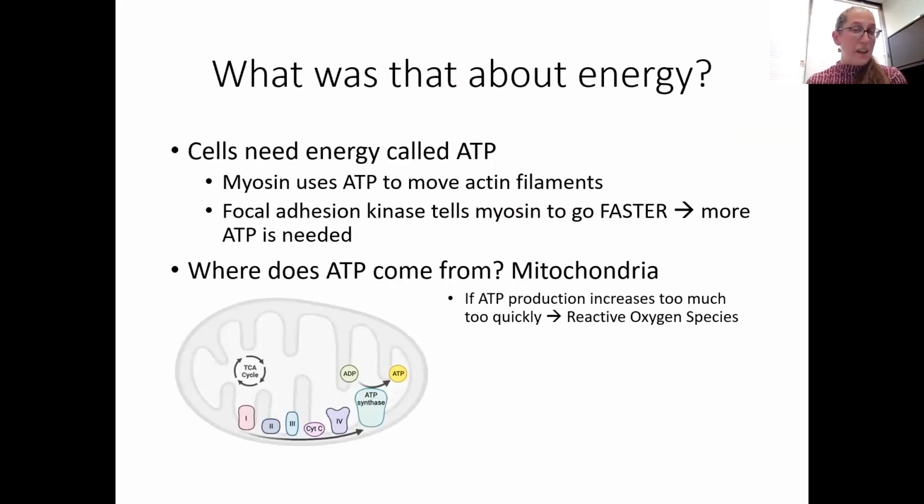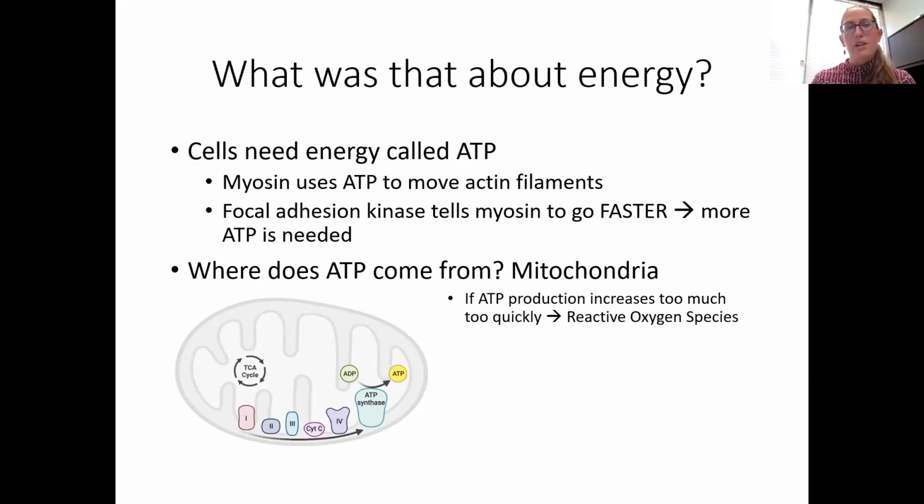So the word energy appears in the last slide, and your cells need energy to function. And the currency of energy that your cells use is called ATP. I specifically talked a few times about myosin moving actin like this, and myosin needs ATP to be able to make that motion. And what happens when focal adhesions get activated is that there's a sensor on the edge of the cell, and they're saying to the rest of the cell, hey, we're under a lot of strain. We need to do something about this. And what it's telling the cell to do is have the myosin go faster, which means more ATP is going to be needed. Where does that ATP come from?